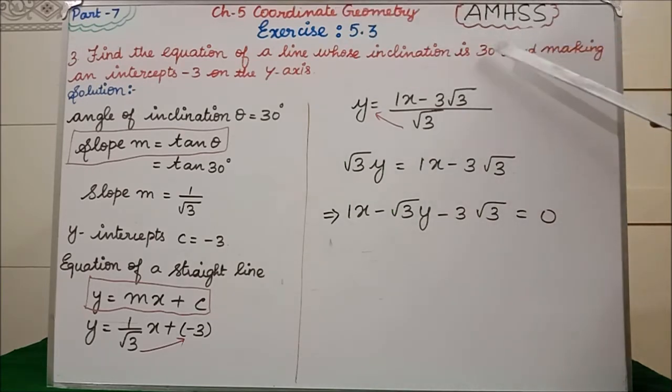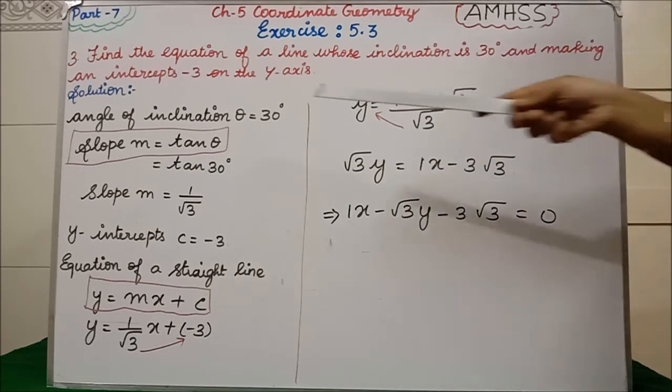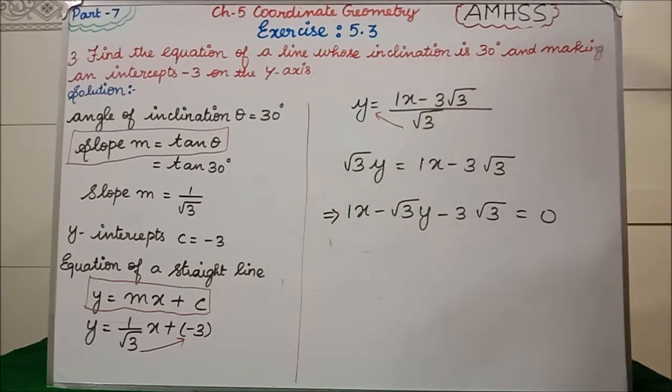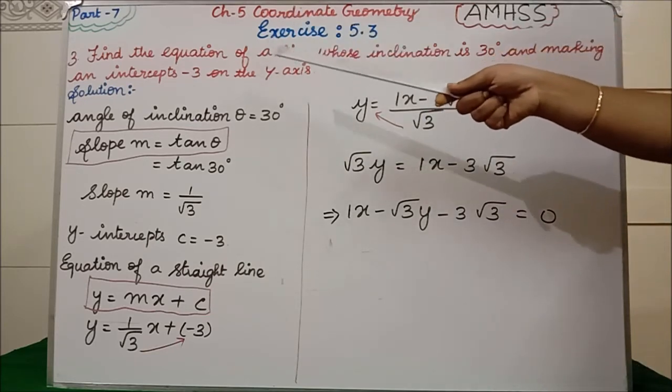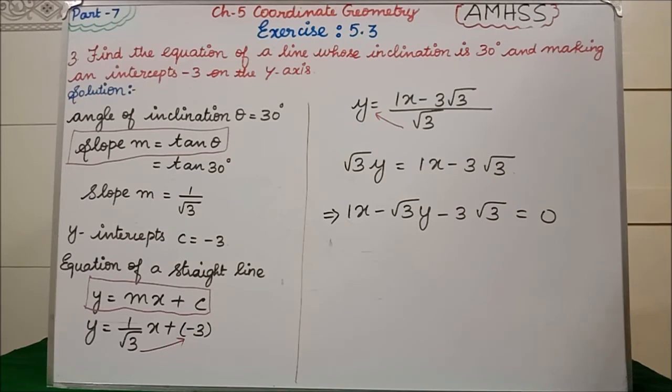Angle of inclination theta equal to 30 degree is given. From this, as I told you in the part 1 video itself, if the theta value is given, immediately you have to think of slope m is equal to tan theta. So instead of theta, they have given 30 degree. In the tabular column, tan 30 degree value is 1 by root 3. Now we have got slope m is equal to 1 by root 3. Next, what have they given in the question? Intercept minus 3 on the y-axis, which means c is equal to minus 3.